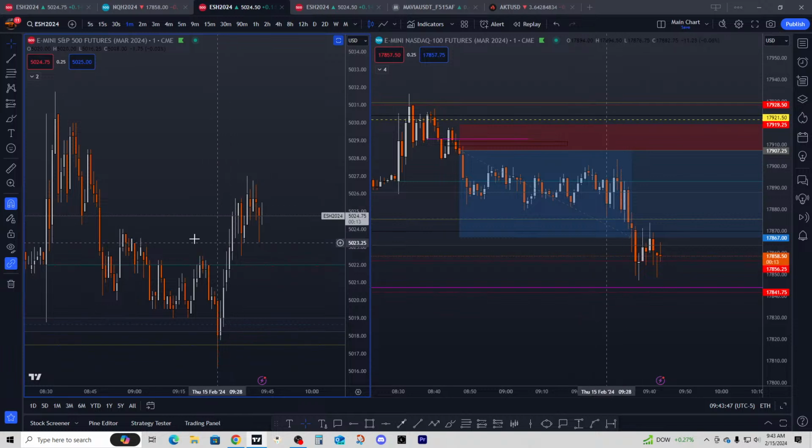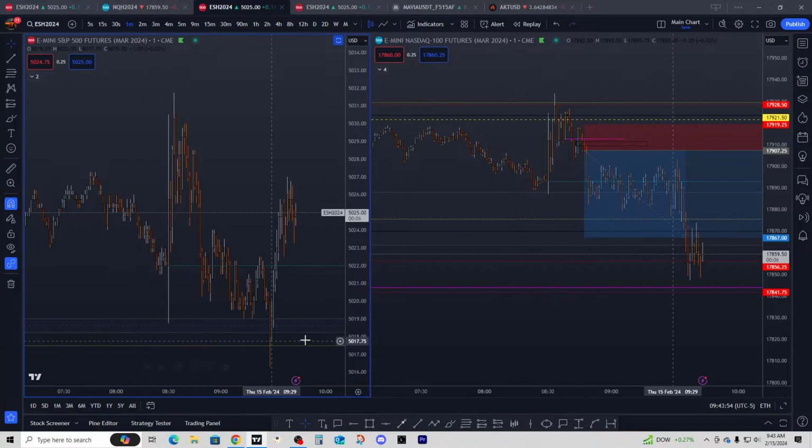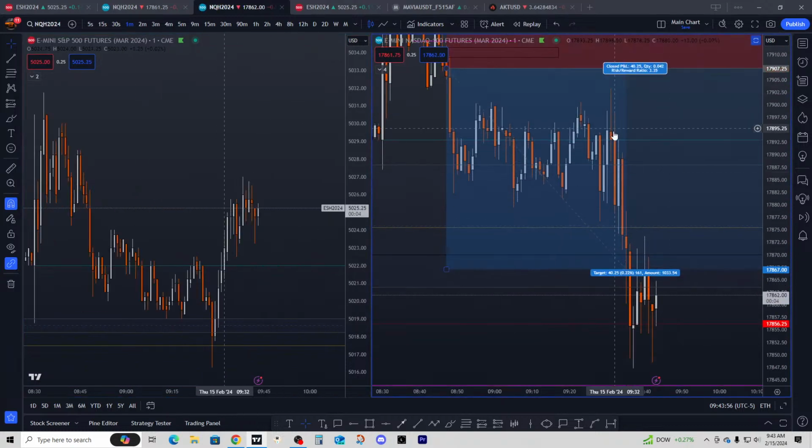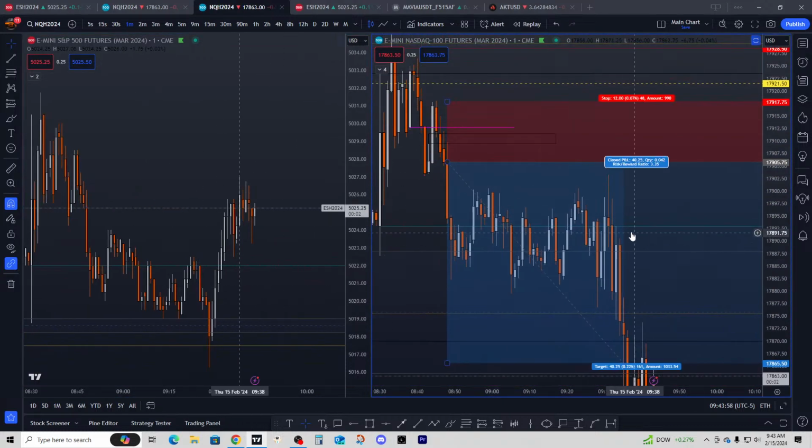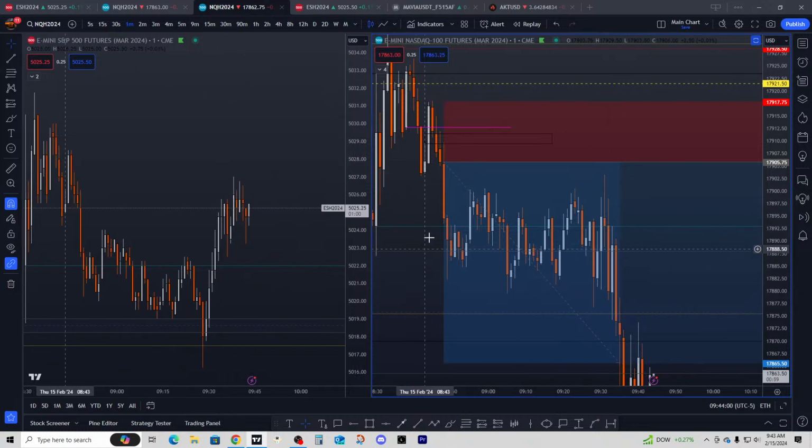Let's see. We didn't take out this high here this time. So we actually pulled way back down on market open. We took out all of these lows when we didn't really get that sell-off here on NASDAQ. So when we took out that high, we ended up shifting down lower.